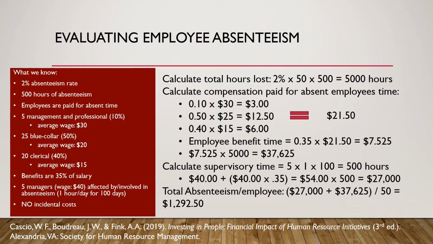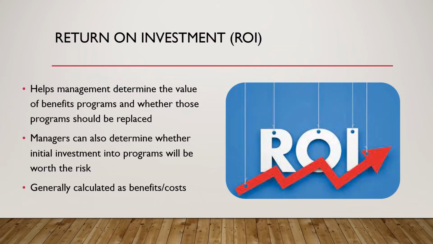In order to calculate the total absenteeism per employee, we add the $27,000 plus $37,625, and then we divide that by 50, the total number of employees. Here we get $1,292.50. What we can infer from these calculations is that any solution we utilize in order to combat employee absenteeism will have to be no more than $1,292.50 per employee.